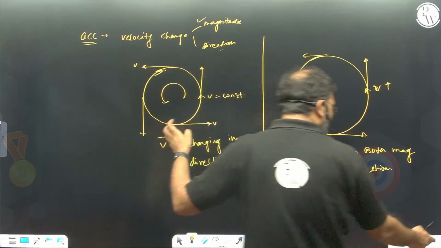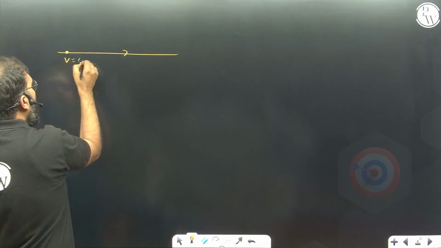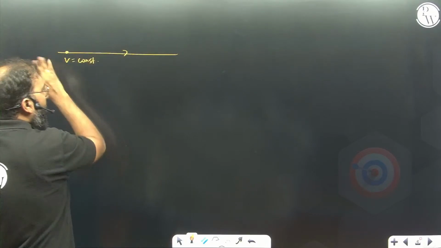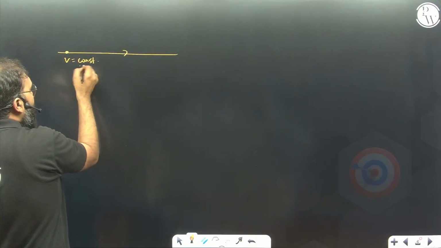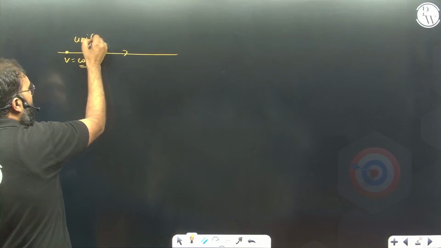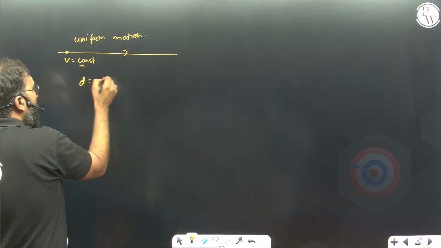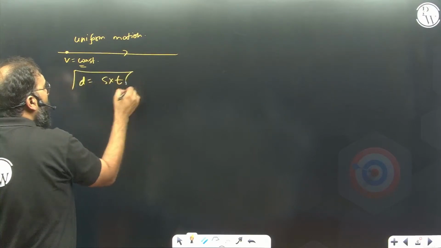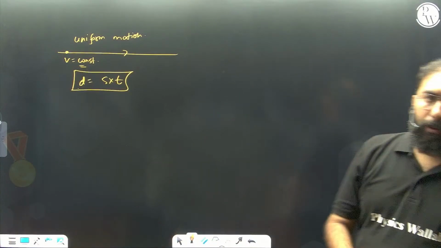I'll start with the first case where the particle is moving along a straight line. If the particle is moving with constant velocity on a straight line path and it's not changing direction, and since v is constant, this will be known as uniform motion. For such motion, the only equation I can write down is distance equals speed into time.